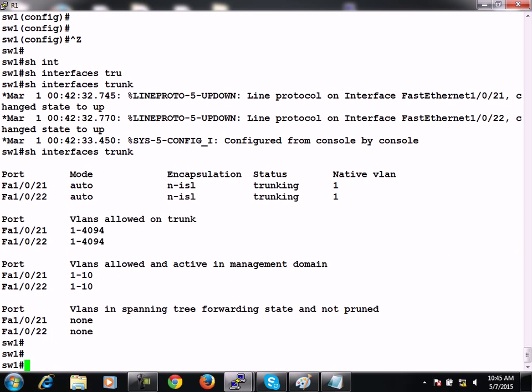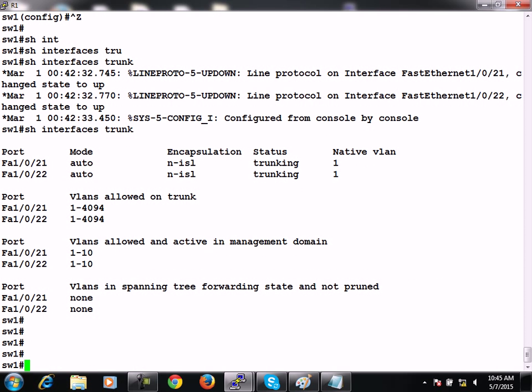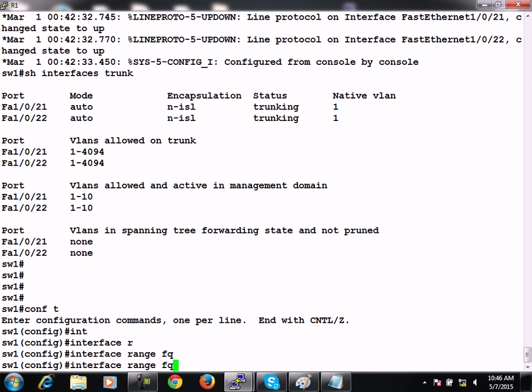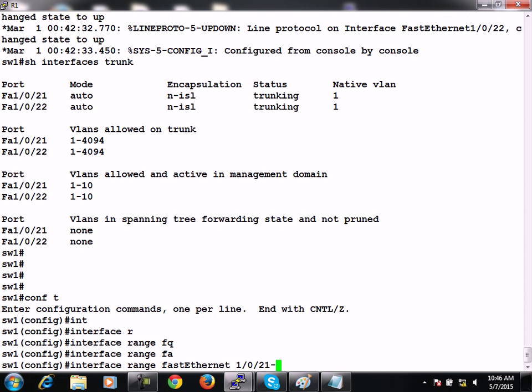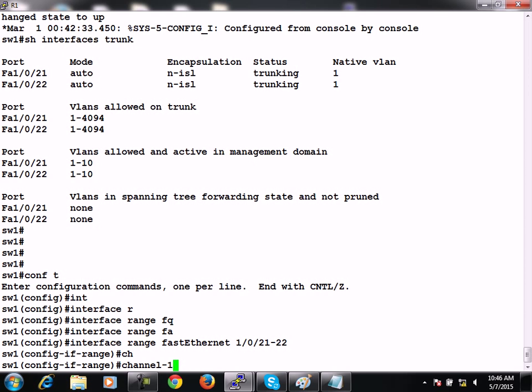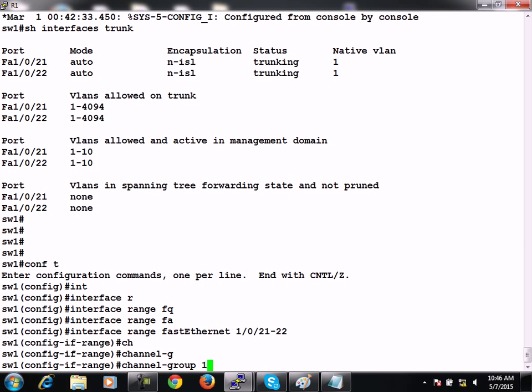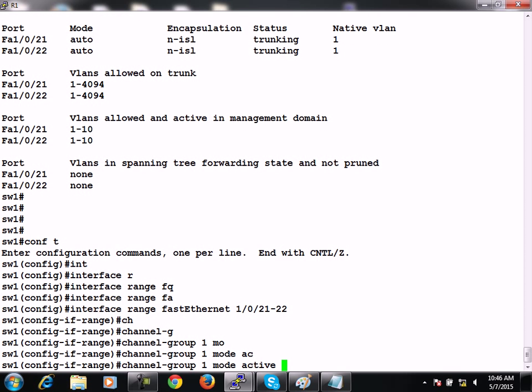And again, I would like to configure here etherchannel using LACP, right? So interface range FastEthernet 1/0/21-22, and then after you can say channel-group 12, or you can take any number, like you took 1 this time, mode is what? Active. Remember that if you are going to configure LACP, in LACP you have two modes to configure, one is active, another one is passive.